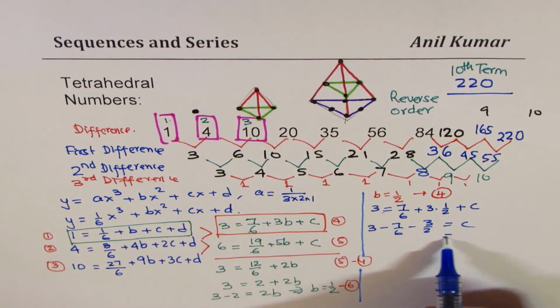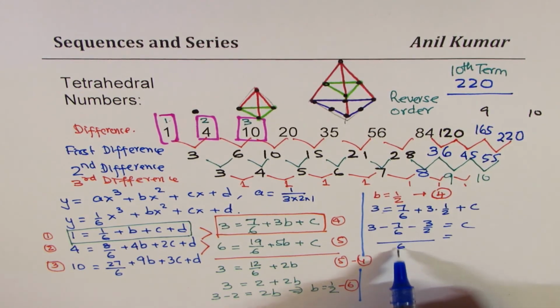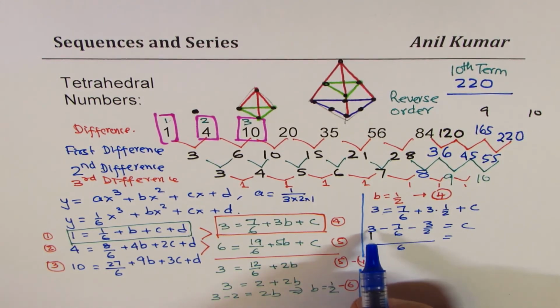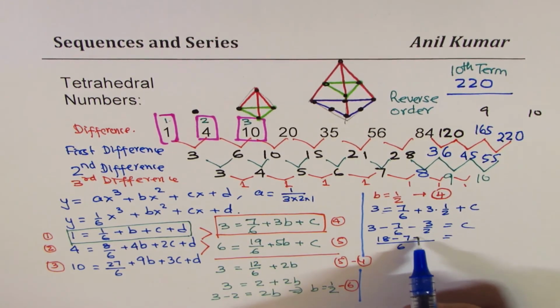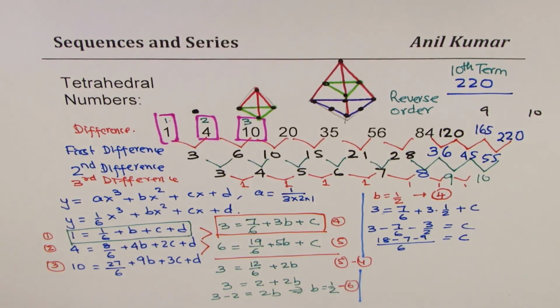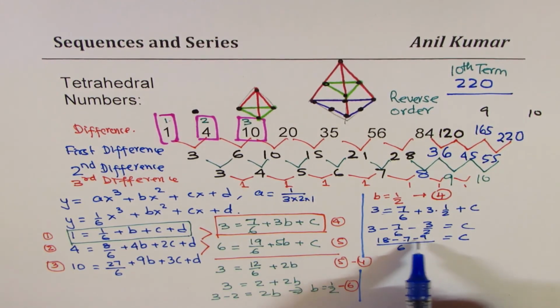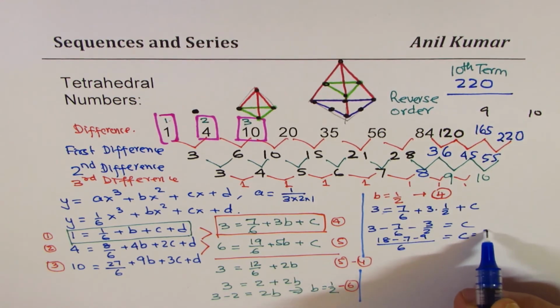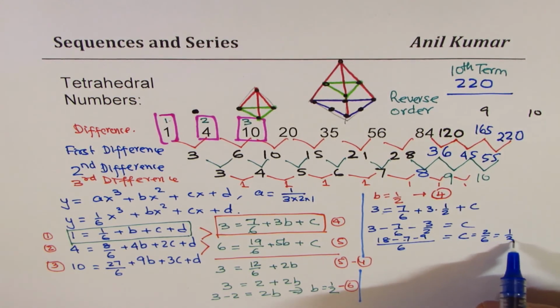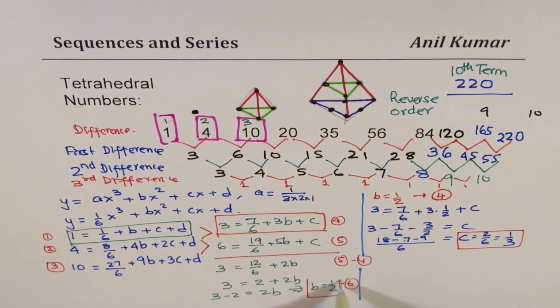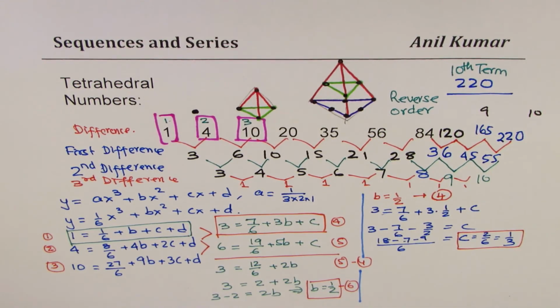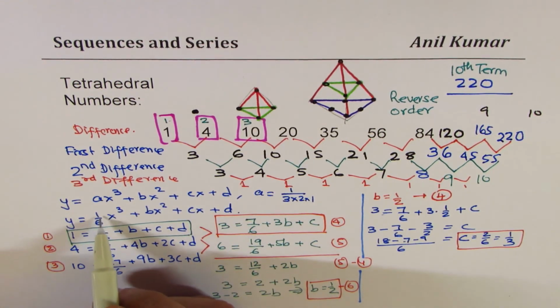Perfect. So that gives you the value of c as, let's take common denominator 6. So we get 6 times 3 as 18 minus 7, and 3 times 3 as 9 is the value of c. Correct? So 18 minus 9 minus 7 is 2, and so we get 2 over 6, or 1 over 3. Is it okay? So now we get the value of c as 1 over 3. We found the value of b as half, and we already found the value of a from the constant difference, which was 1 over 6.